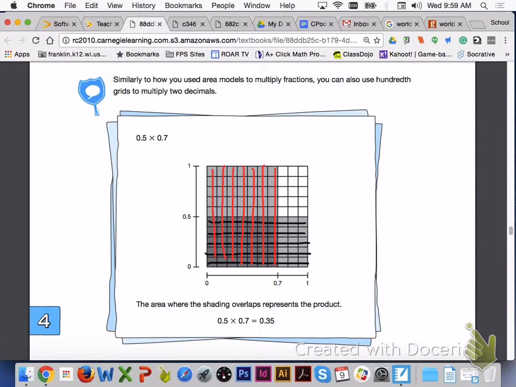I have my 5 tenths that is shaded in black. I have my 7 tenths that are shaded in red. The area where the shading overlaps is going to represent the product for us. So 5 tenths times 7 tenths is going to be equal to 35 hundredths.